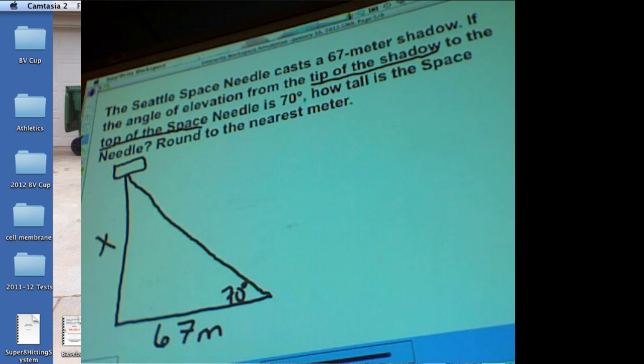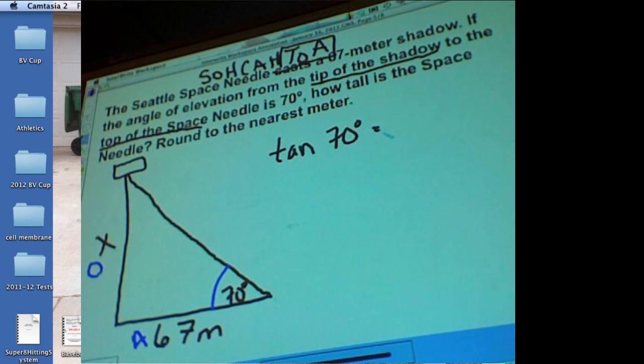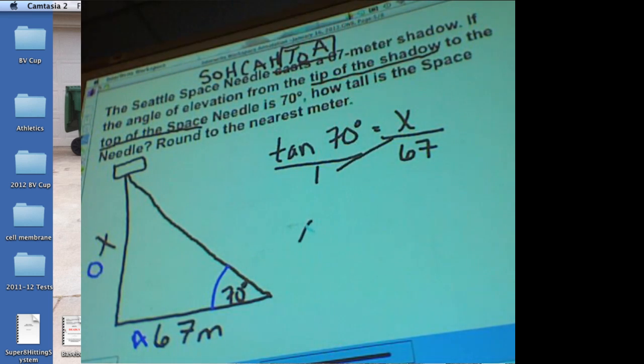Well, hopefully you see that we have our angle. We're trying to find the opposite side, and we're given the adjacent side. And if you write your SOHCAHTOA, hopefully you notice that tangent is the one that we need. So we set up our equation. The tangent of 70 degrees equals the opposite over the adjacent. Change it to a proportion, and we cross multiply.